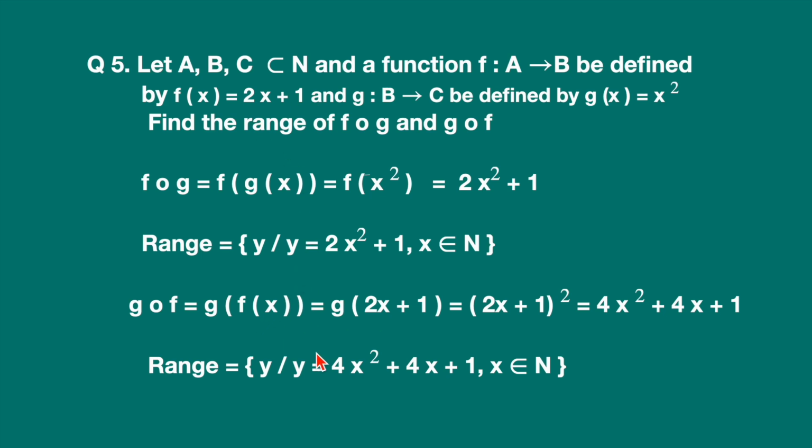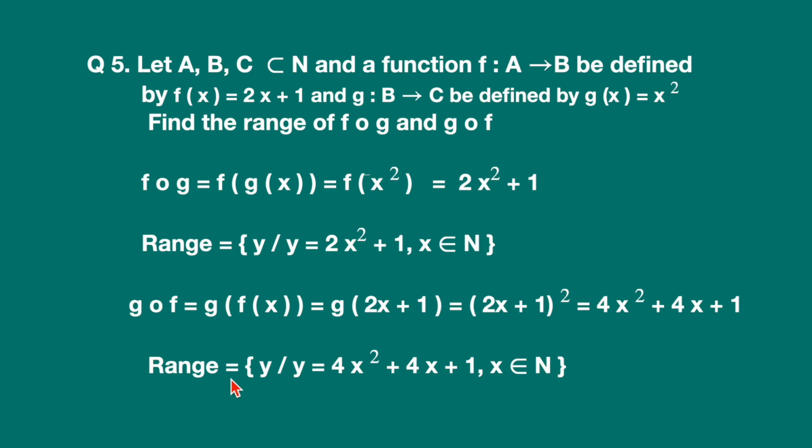f(x) is 2x plus 1. So G at 2x plus 1. And we know G at x is x square. So G at 2x plus 1 will be (2x plus 1) the whole square. Open this bracket: (a plus b) the whole square is equal to a square plus 2ab plus b square. So you'll get 4x square plus 4x plus 1.